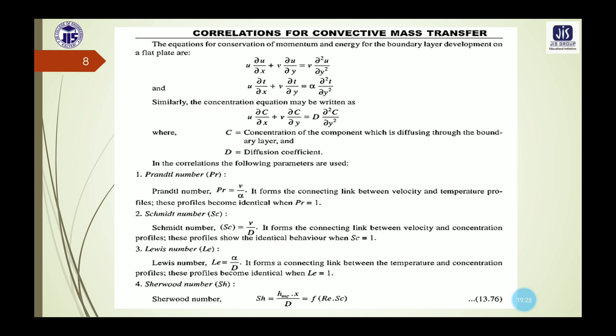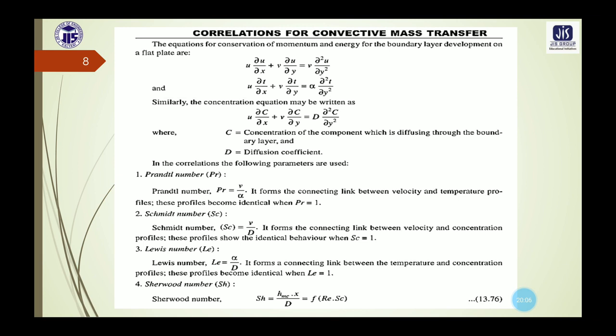The next dimensionless parameter is the Schmidt number. This Schmidt number equals nu by D. It forms the connecting link between the velocity and concentration profiles, and these profiles are identical when the Schmidt number equals 1. The next dimensionless term is the Lewis number. This Lewis number formula is alpha by D, and again it forms the connecting link between the temperature and concentration profiles, and these two profiles become identical when the Lewis number equals 1.